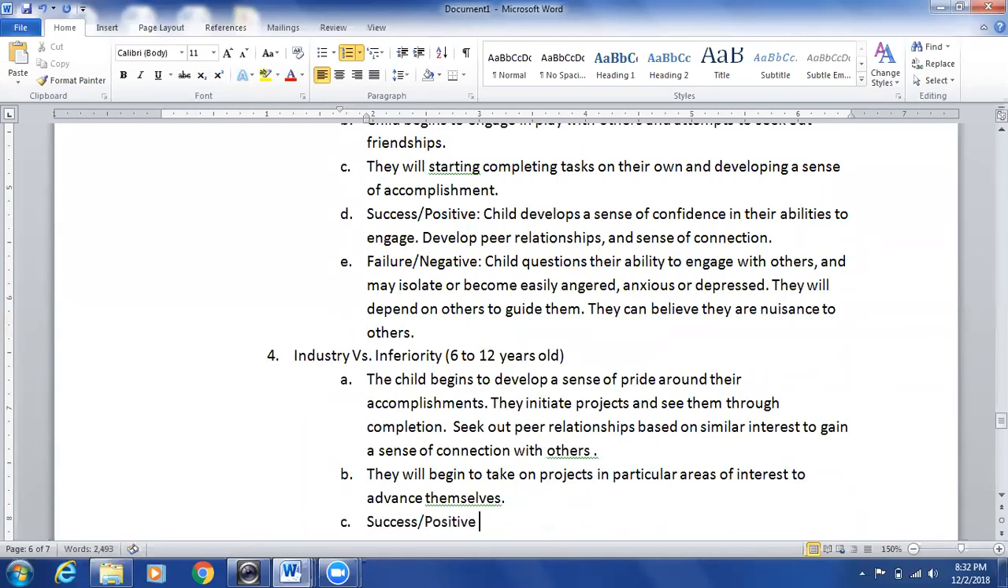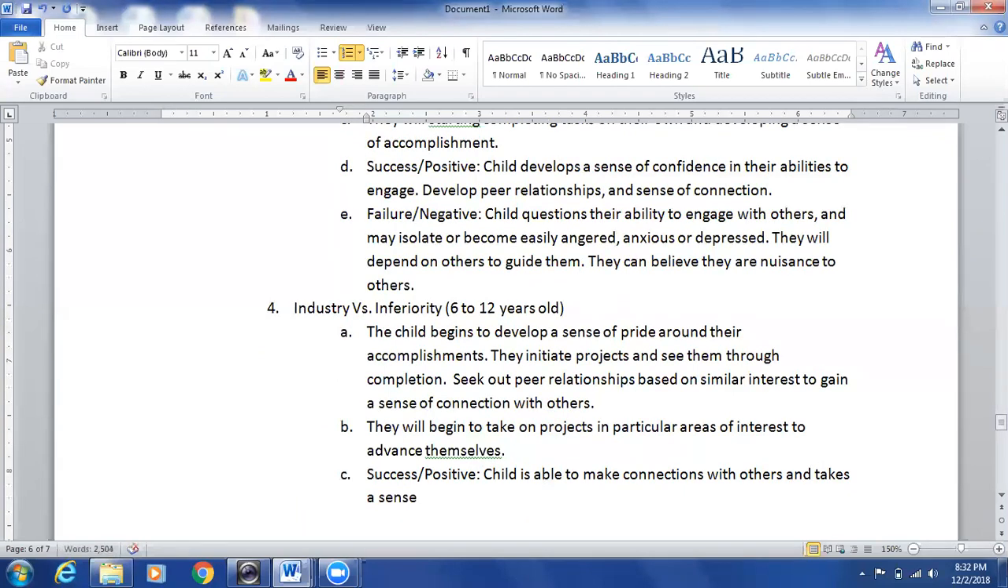Success or positive here is going to be looking along the lines of the child is able to make connections with others and take a sense of pride in the projects they complete.